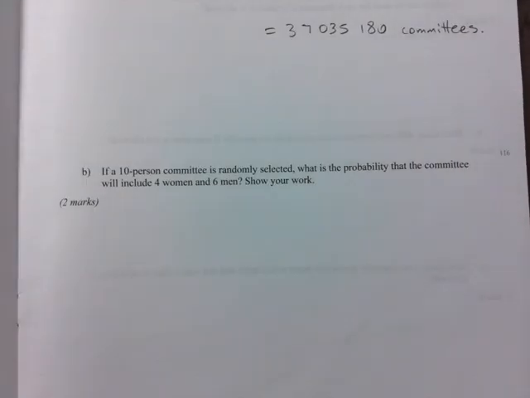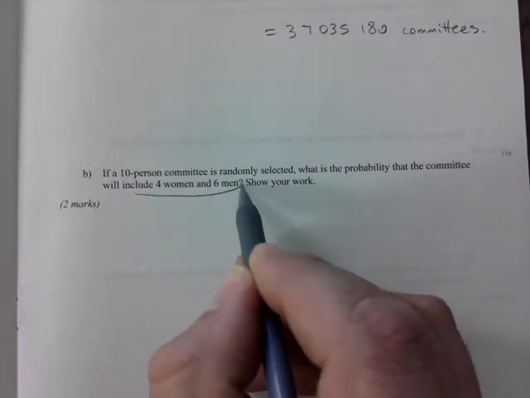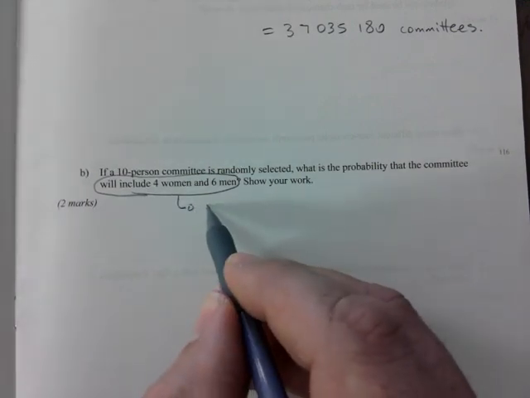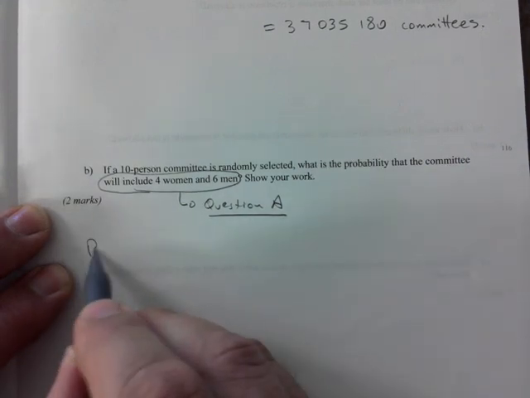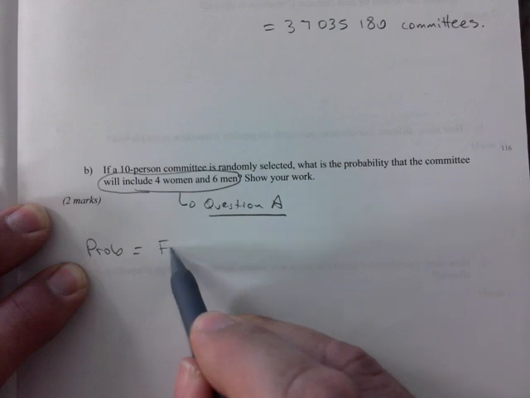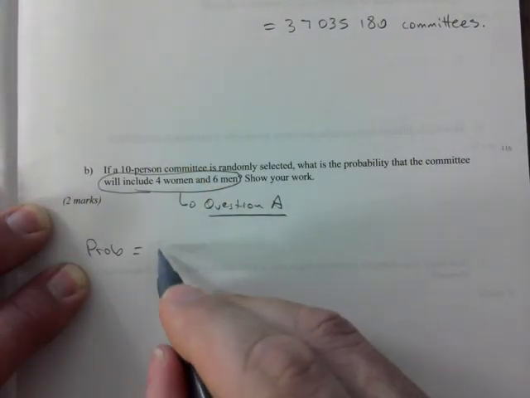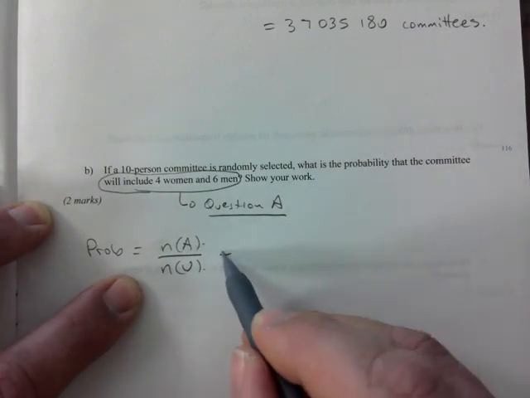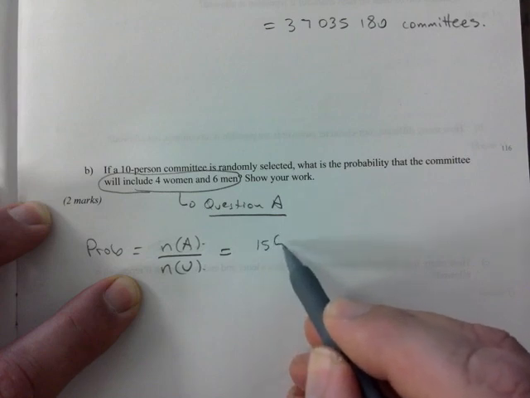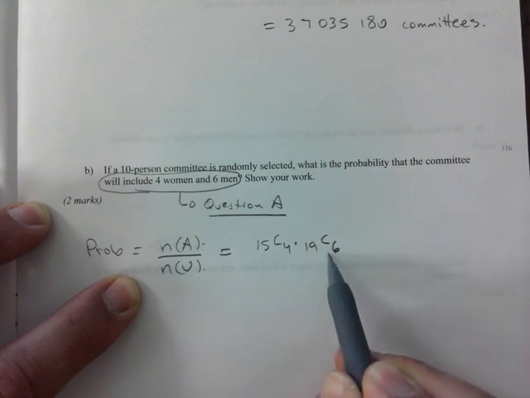Next, if a 10-person committee is randomly selected, what is the probability that the committee will include 4 women and 6 men? We've already figured this out, right? We already know that this is question A. So when it's probability, you want favorable. I think I did n(A) over n(U), that's what I did with you during that unit. This is what you want. This is the total. n(A) is already given to us. I'm going to use this notation first and then just copy in the value. But this would be the number that have 4 women and 6 men.